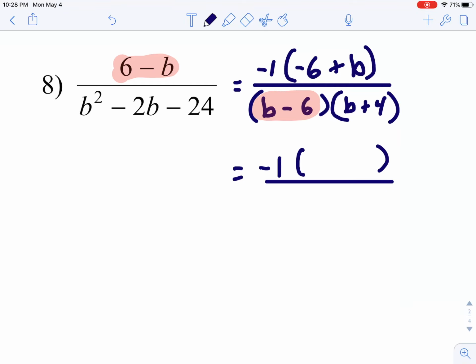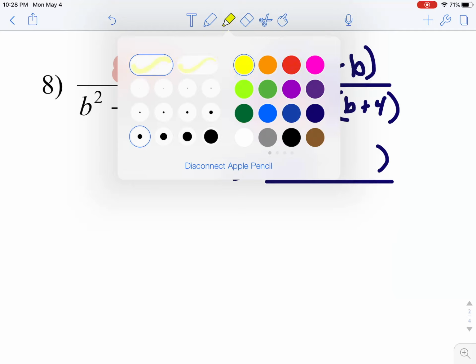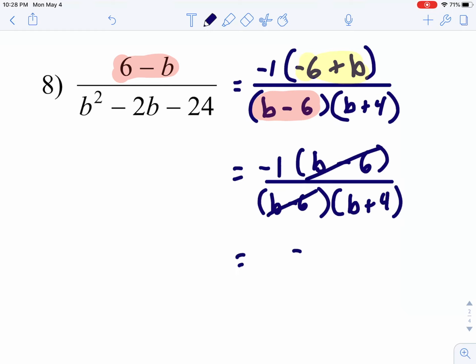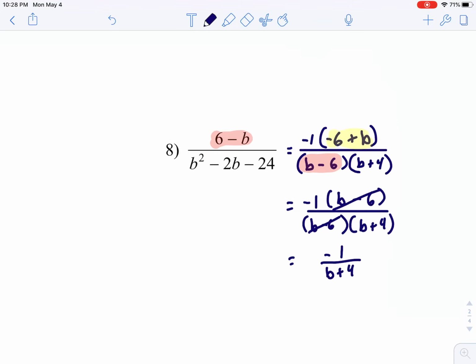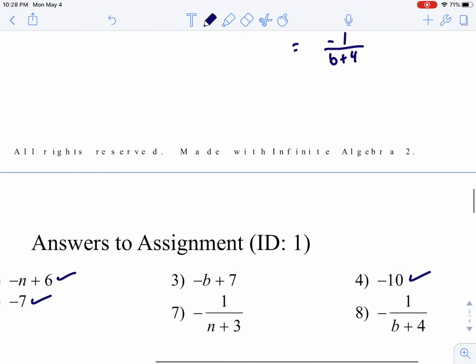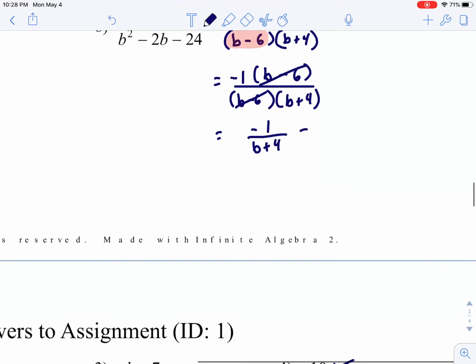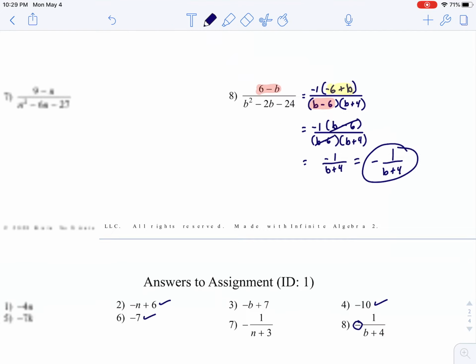All right, so the numerator here, now let me use a different color. Negative 6 plus b, I can rewrite this as b minus 6. The bottom, b minus 6, b plus 4. These cancel out. That leaves me with negative 1 over b plus 4. Let me see if that's the final answer, if they do something else with it. Okay, so they bring the negative out into the front. So that would be a good enough answer, but if you want to rewrite it this way, just as good.